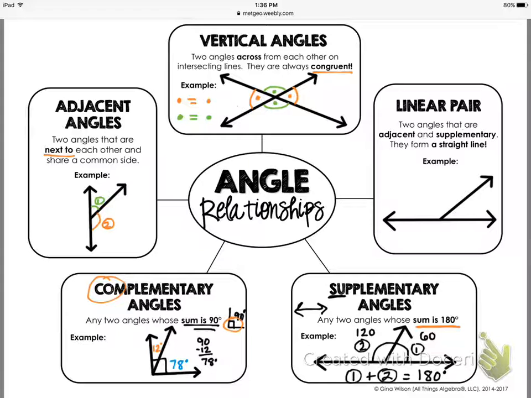Okay, moving on to linear pair. A linear pair is two angles that are adjacent and supplementary, so they form a straight line. So in a linear pair, both these angles just lie on a straight line. So this angle and this angle over here are also going to be supplementary. They're also adjacent to each other because they're just next to each other.